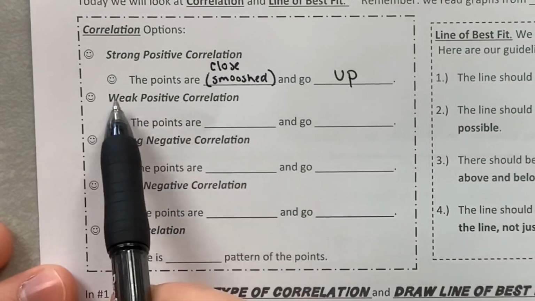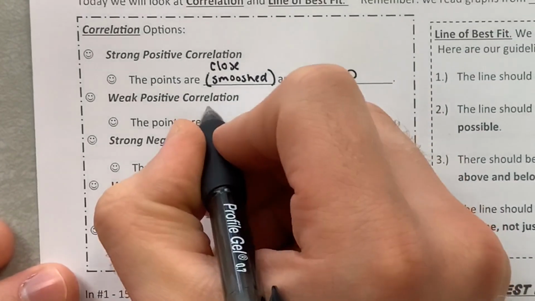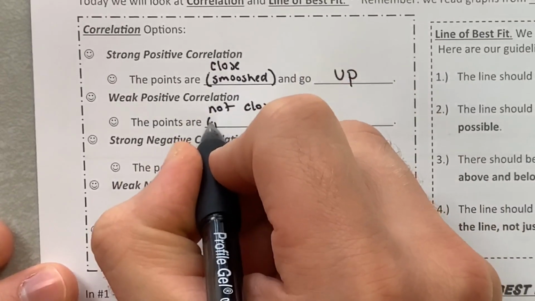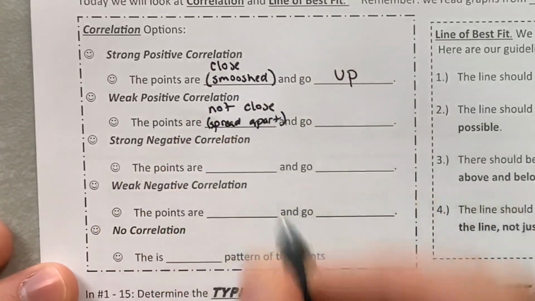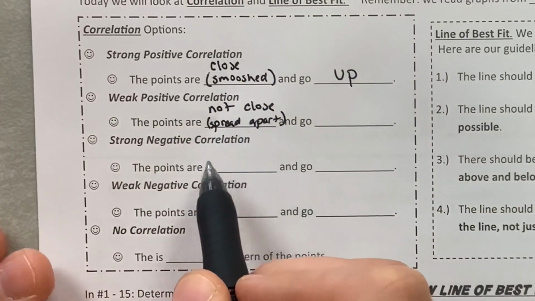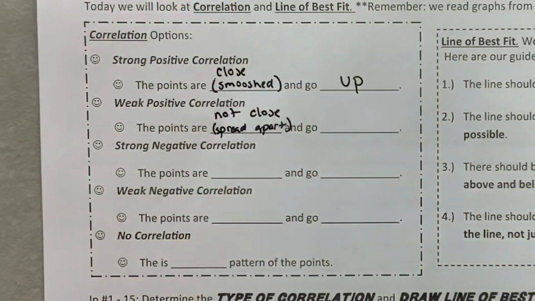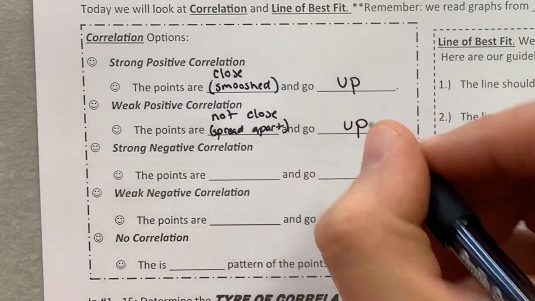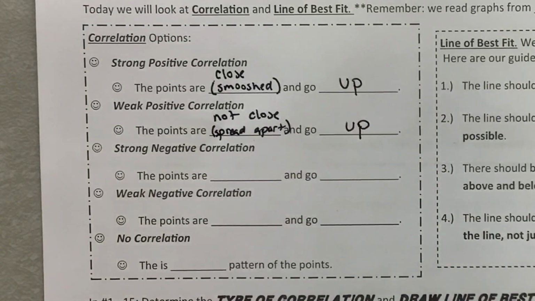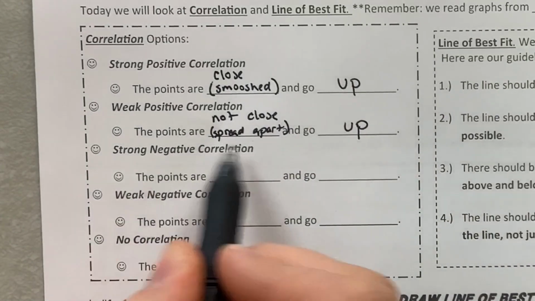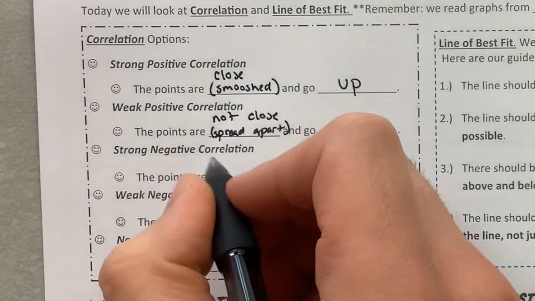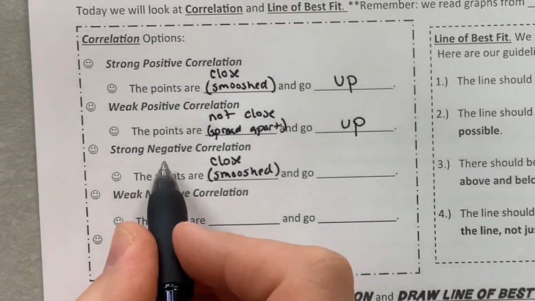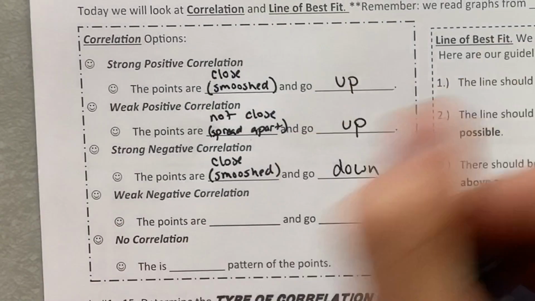Weak positive correlation. Weak meaning the points are not going to be close together, and they're going to be a little more spread apart, because there's a little more space between the points, okay? But it is positive, meaning it's still going up. There's going to be a trend of points going up as we go from left to right. And now we're going to do the reverse. Strong negative correlation. Again, strong meaning the points are close together or smushed. And because it's a negative correlation, from left to right it's going to be going down.